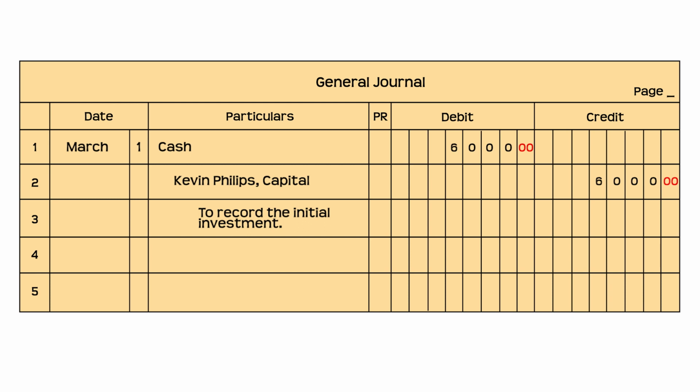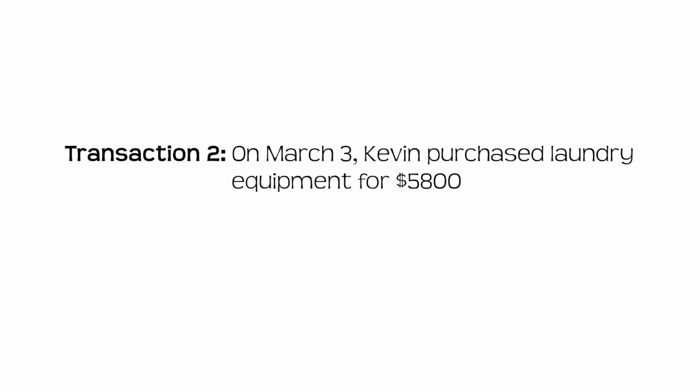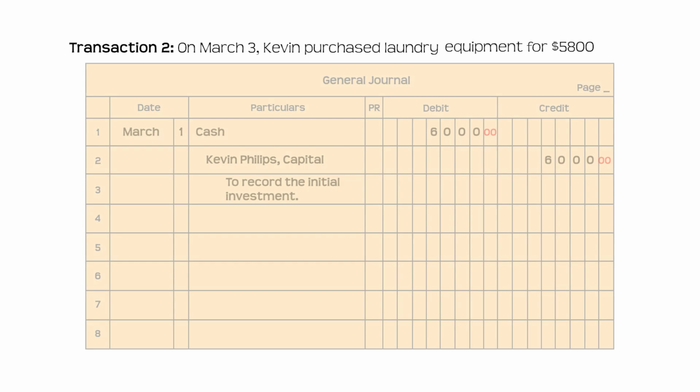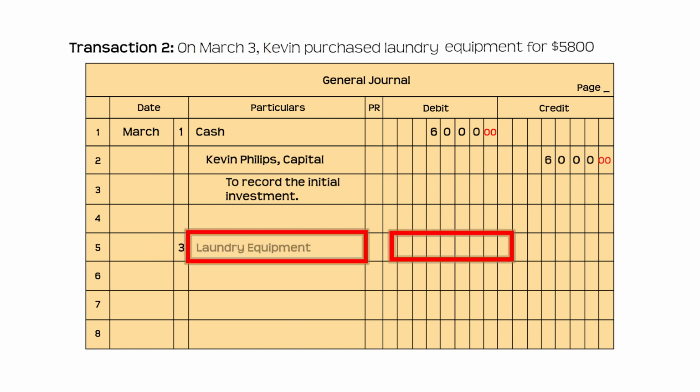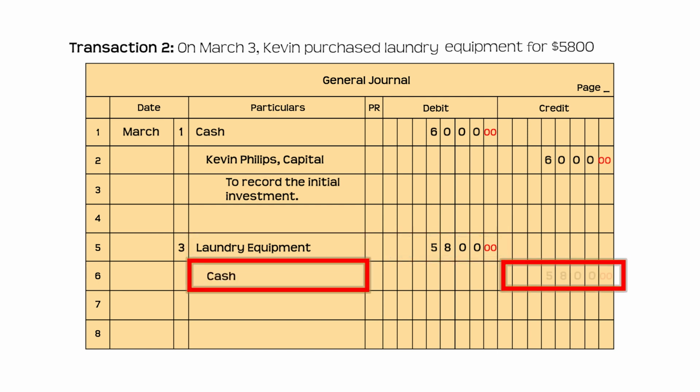Let's move to the second transaction of Kevin. On March 3, Kevin purchased laundry equipment for $5,800. To journalize this transaction, you need the date. By the way, you don't have to repeat the month on this page of the ledger. Placing the day of the same month will just do. Then, debit the laundry equipment account since it was acquired by the business and it costs $5,800, while crediting the cash account for the same amount.